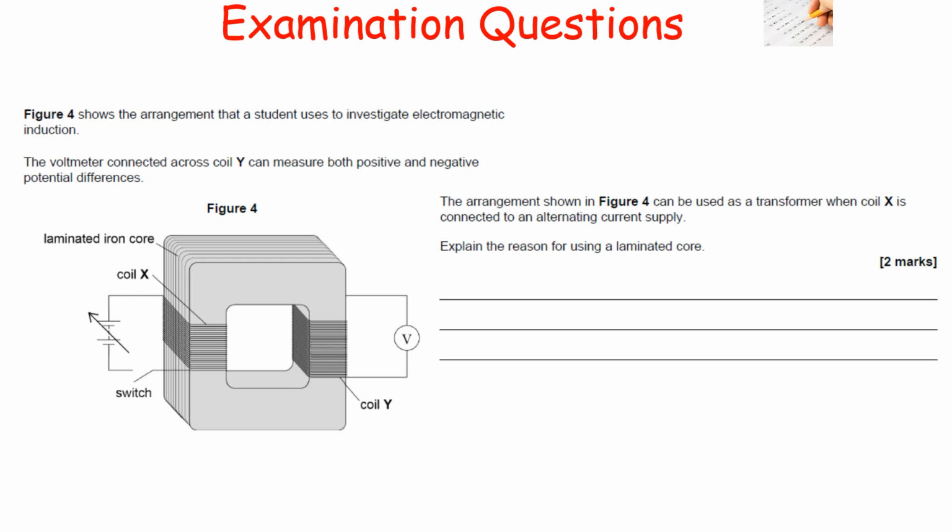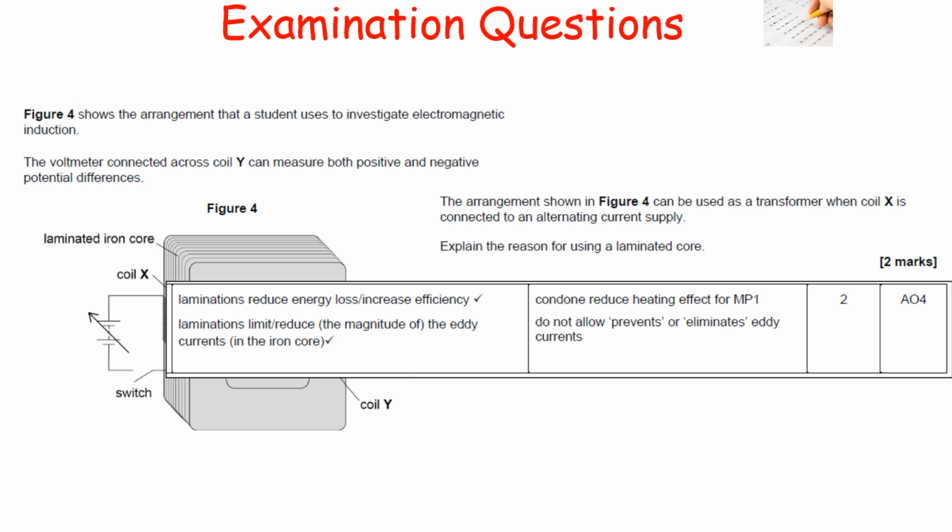It's very important you can explain why we use laminated cores in transformers. Laminations will reduce energy loss, so will increase the efficiency of a transformer. This occurs because the laminations will reduce the size of eddy currents in the iron core. That's a really important idea, because a lot of the inefficiency in a transformer is caused by eddy currents, currents in the magnetic field going in the opposite direction to the intended one. So the laminations will reduce that. Now remember, lamination just means to insulate with plastic.